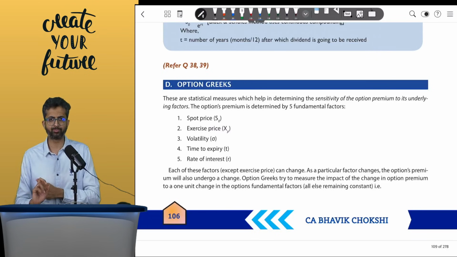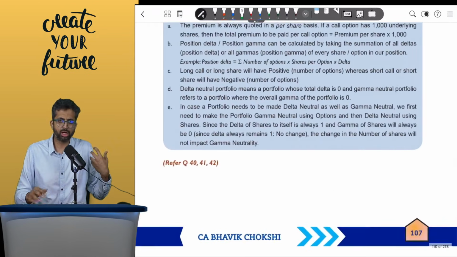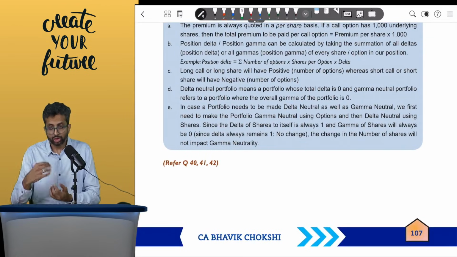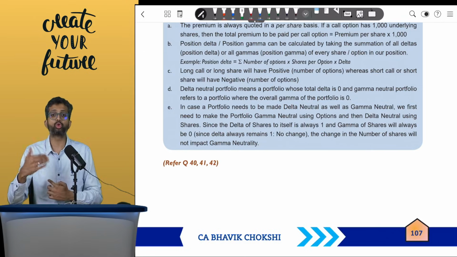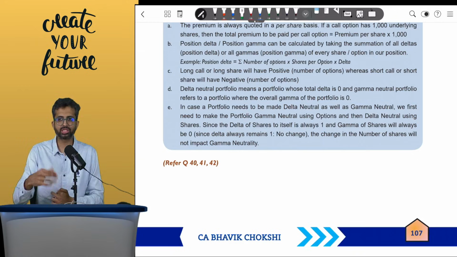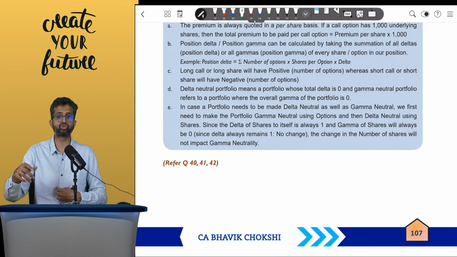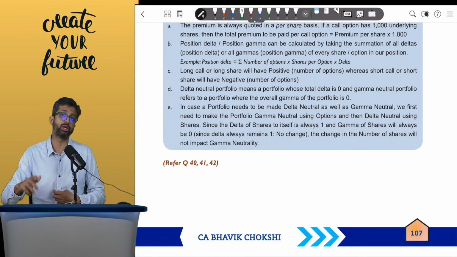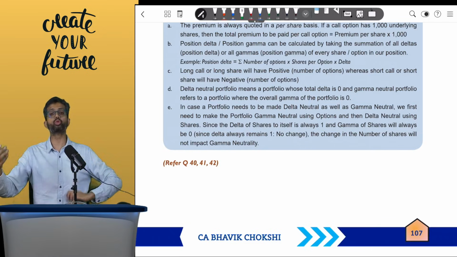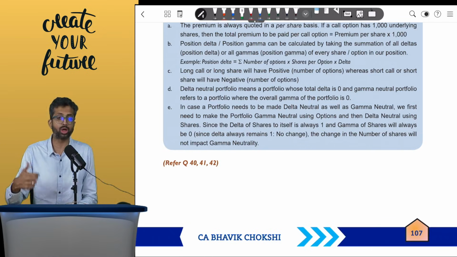Option Greeks involve the sensitivity of the option premium to the core factors. Delta shows the sensitivity of the option premium to a 1 unit change in the share price. Vega shows the responsiveness of option premium to a 1 unit change in the volatility, V for Vega, V for volatility. Rho shows the change in option premium to a 1 unit change in rate of interest, R for rho, R for rate of interest, and T for theta, T for time.